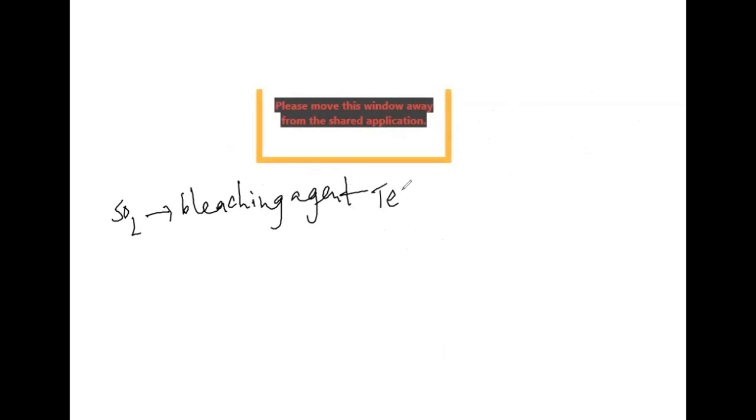Sulfur dioxide also acts as a bleaching agent, but the bleaching action of sulfur dioxide is temporary. Why is it temporary? Anybody? Why is the bleaching action of sulfur dioxide temporary? Anyone? You can say that. The bleaching action of sulfur dioxide is temporary because it happens with the help of reduction.